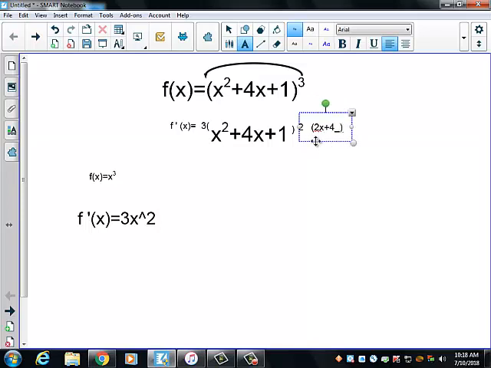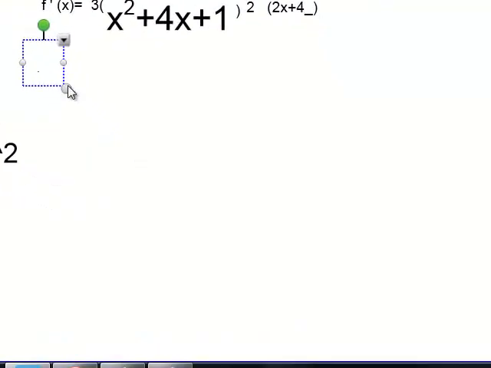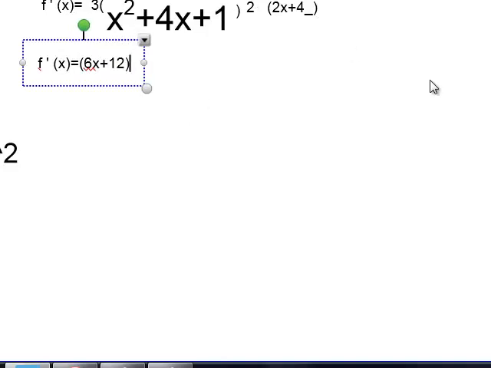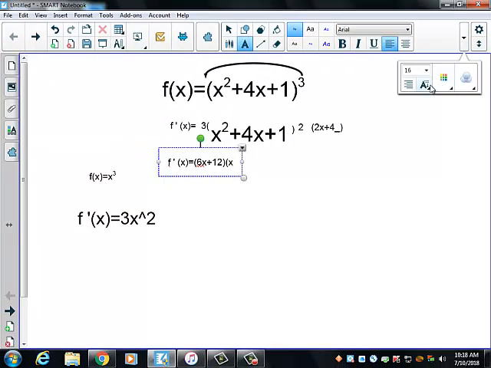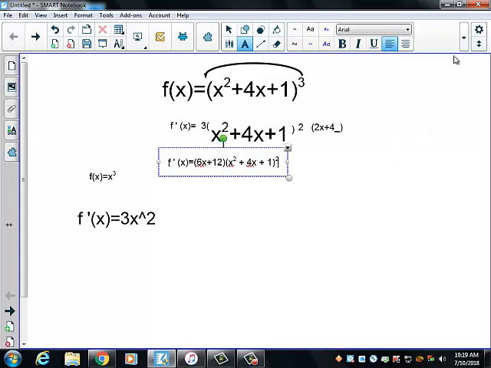Okay? And so what the final answer will be, and I'll just write it here, f prime of x is equal to 6x plus 12, 3 times 2x plus 4, times x squared plus 4x plus 1, squared. Okay? And that would be your final answer. Are we straight on that?